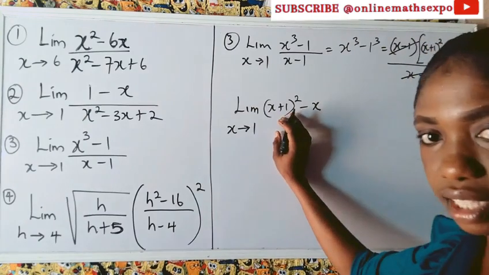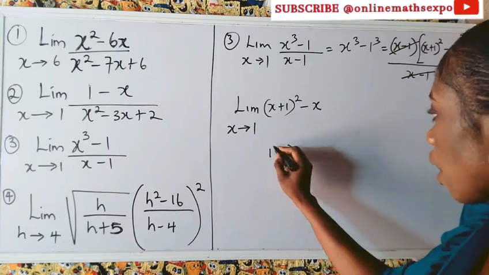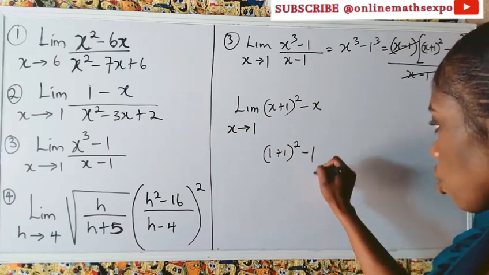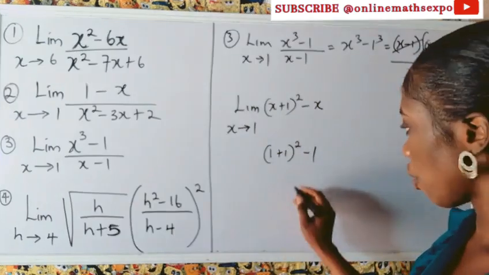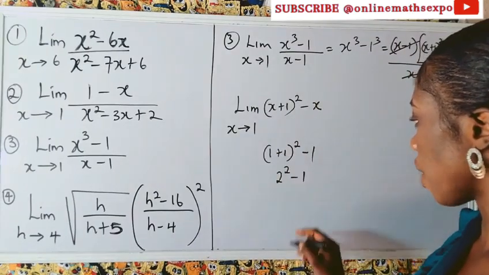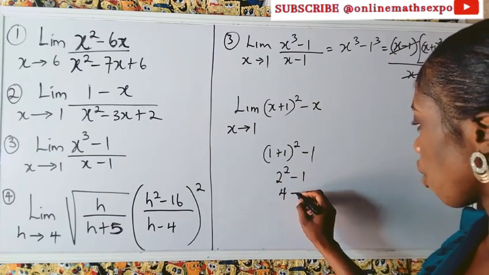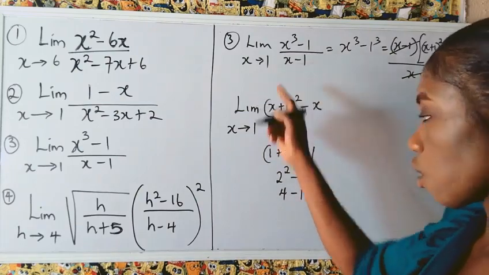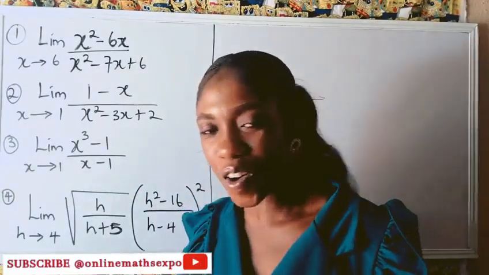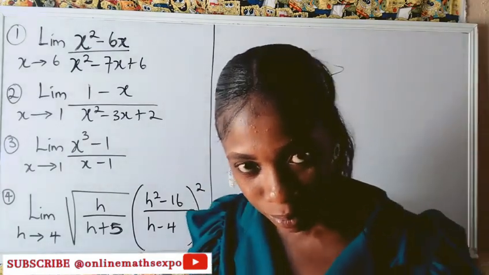So let's plug in our value of x here, and that will give us (1 + 1)² minus 1. Remember, your x is 1 here. So 1 plus 1 will give us 2 to the power of 2 minus 1. And 2 to the power of 2 will give us 4. And 4 minus 1 will give us 3. So the value for this is 3. Let's look at number 4. It's somehow complicated but very simple.